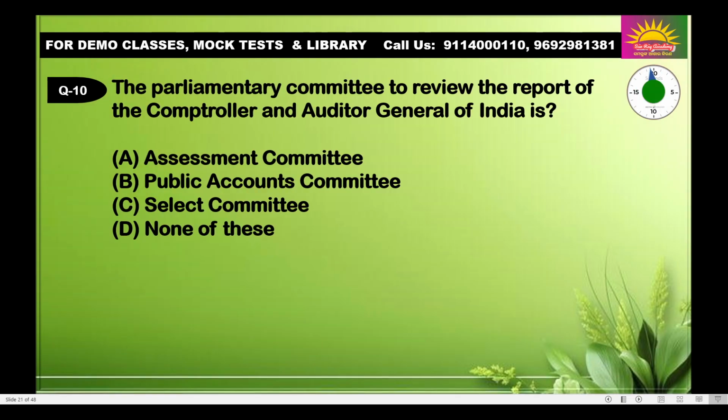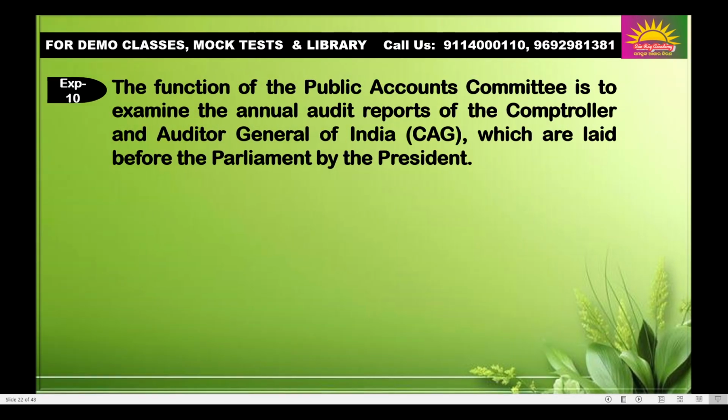Question number 10. The parliamentary committee to review the report of the Comptroller and Auditor General of India is: Assessment Committee, Public Accounts Committee, Select Committee, none of the above. Answer B, Public Accounts Committee. The function of the Public Accounts Committee is to examine the annual audit report of the Comptroller and Auditor General of India, which is laid before the Parliament by the President.